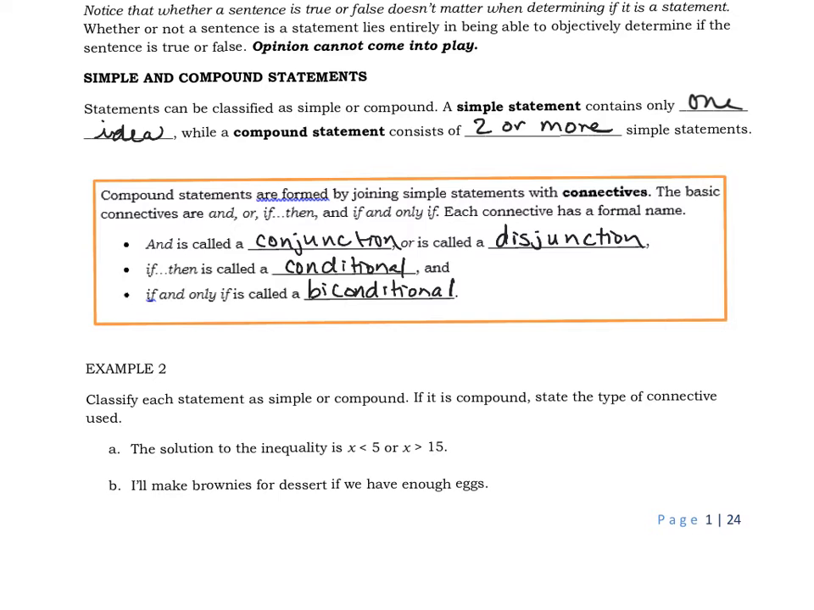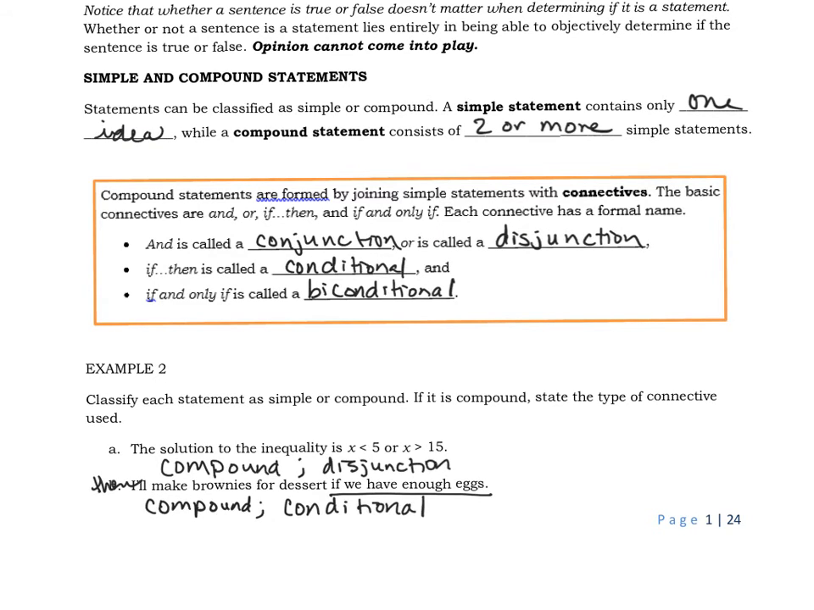Either way, it is a compound statement, and the or is a disjunction. I'll make brownies for dessert if we have enough eggs. Well, this is compound. And specifically, if I rewrote this as if we have enough eggs, then I'll make brownies. If I put this first, it means the same thing, doesn't it? And so we're going to consider this a conditional.